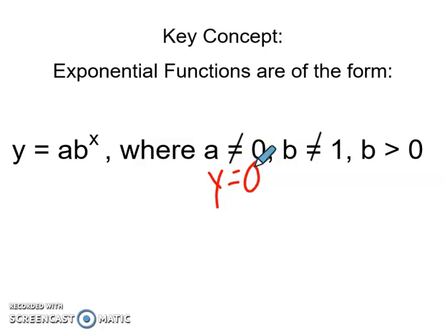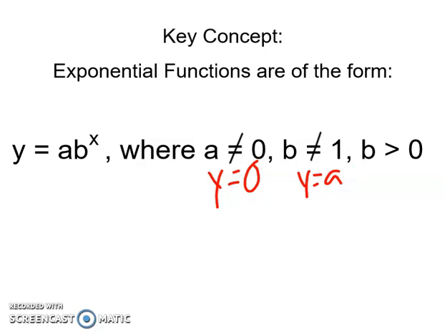b cannot be 1, because we know that 1 raised to any power is going to be 1. So we wouldn't have a function, it would just be y is equal to a. And then b has to be bigger than 0. Okay, so those are the three main parts of an exponential function.